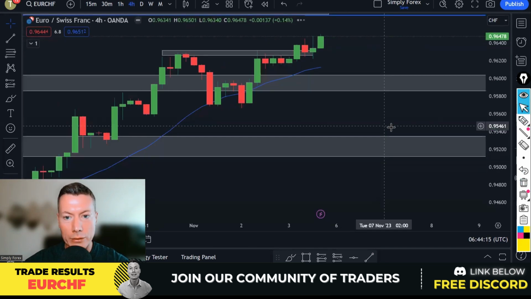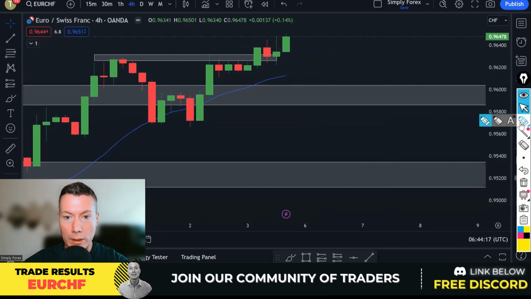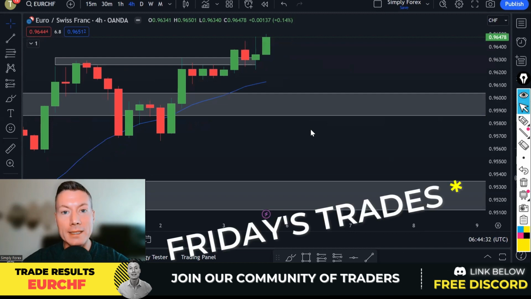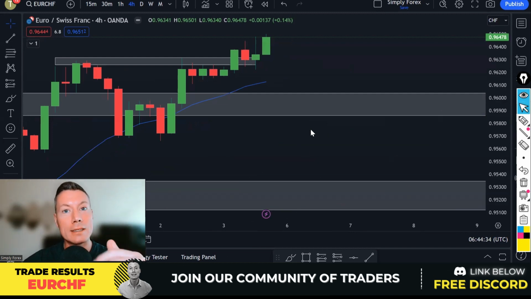If we drop down to the H4, this was also not clear. I mean, look at these H4 candles. Those are not buying candles, a selling candle and a rejection wick. So it just made it difficult to trade Euro Swiss franc. So I didn't. But those were the two trades from yesterday, guys. Let's take a look at today's trades now.